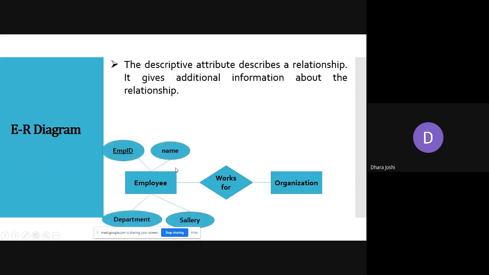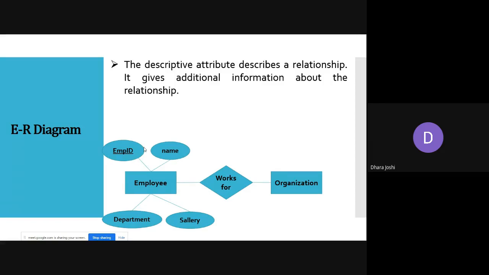Now, employee can have this many attributes. The characteristics of each employee can be like this: employee ID, name, department, salary. Among all four, employee ID is a primary key. If we have 1,000 employee records, employee ID distinguishes all of them differently. So employee ID is the primary key.